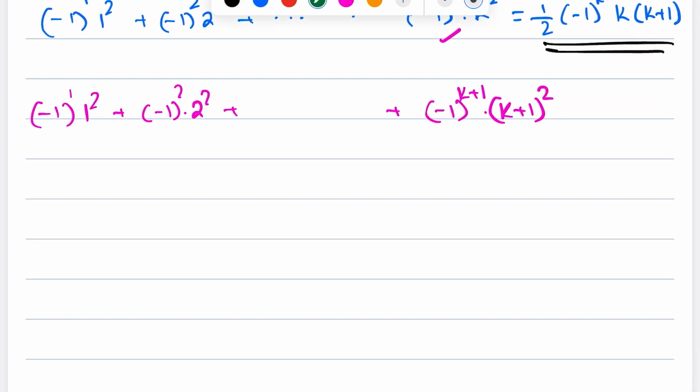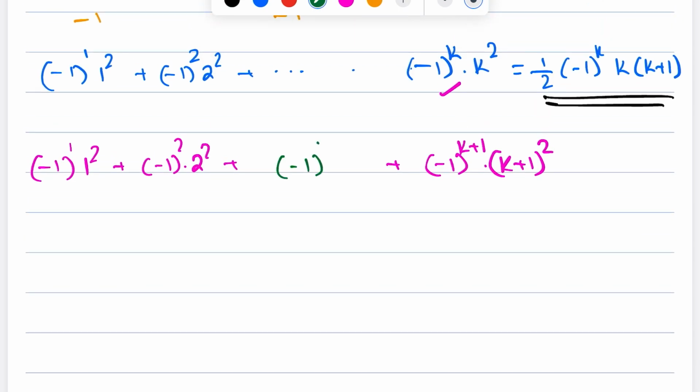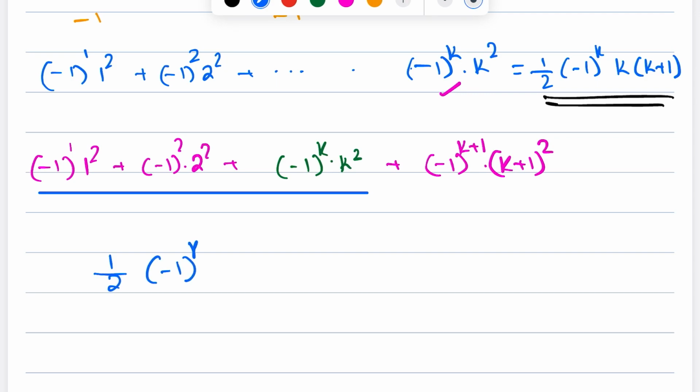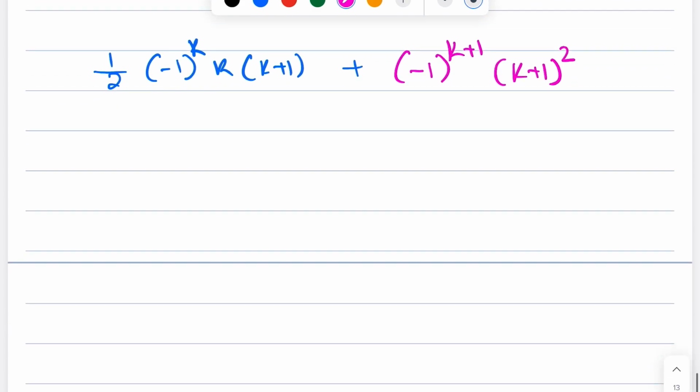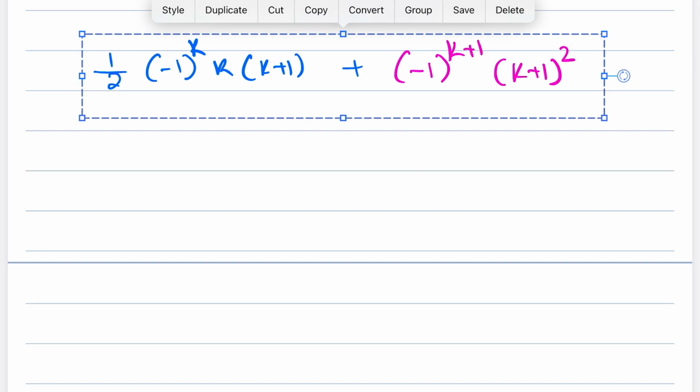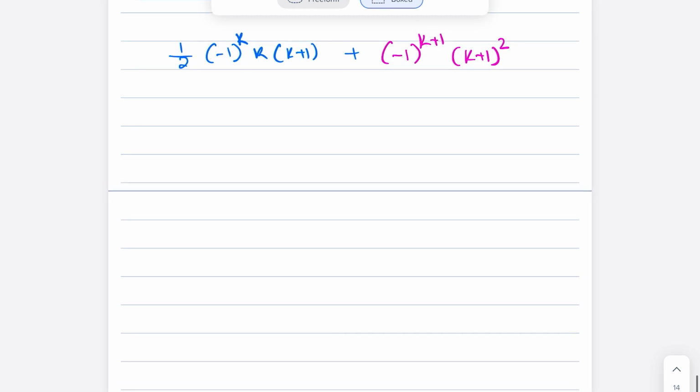So before term, what would have been the before term? Minus 1 whole to the power of k times k squared. This entire thing goes under assumption. What is that? It will become 1 upon 2 times minus 1 whole to the power of k times k plus 1, plus the pink color one, minus 1 whole to the power of k plus 1 times k plus 1 whole squared. Now I have to get to that part. From this part, let us copy this part from here to here. I have to work from here to here.